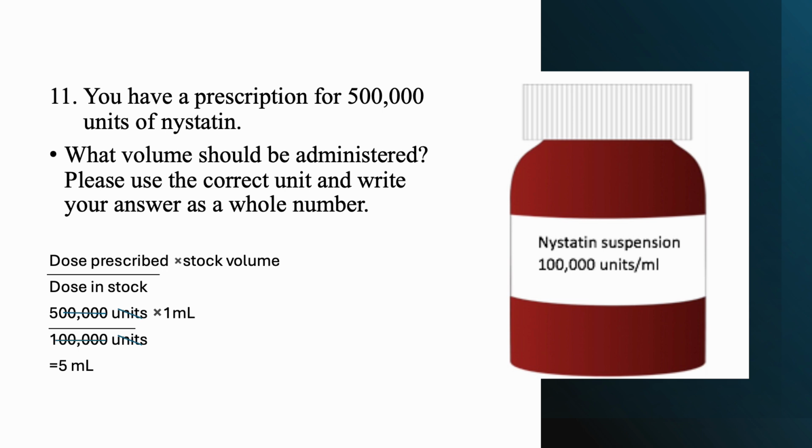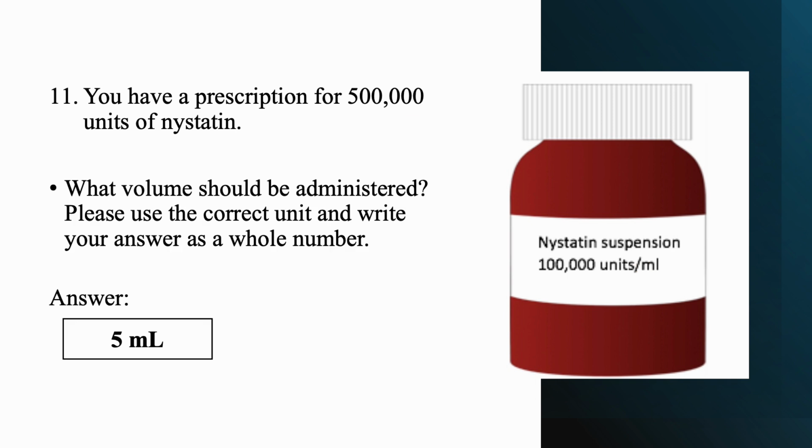To solve this problem, you can use this formula: dose prescribed divided by dose in stock, multiplied by stock volume. So dose prescribed is 500,000 units. Dose in stock, or dose we have, is 100,000 units, and stock volume is 1 ml. So if you calculate all these numbers, you'll get your answer: 5 ml. Answer is 5 ml. One space after the number, and the m should be small, the L should be capital.